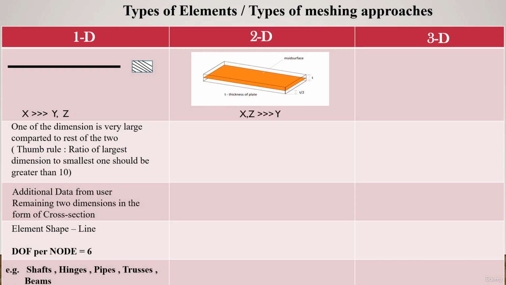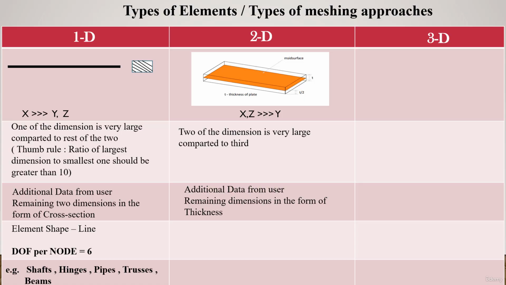Now let us move on to 2D meshing. The 2D meshing will look something like this. Generally, whenever we have two dimensions which are large as compared to the third dimension, we will go for 2D meshing. As you can see in the image, in case of 2D meshing, the only thing that we require is the mid surface, or we can simply say instead of a 3D component, we just require a surface. From that surface only, we are going to mesh or discretize. So here we have defined two dimensions, which are nothing but length and width. The remaining dimension, or the additional data from the user, is the thickness of the component.